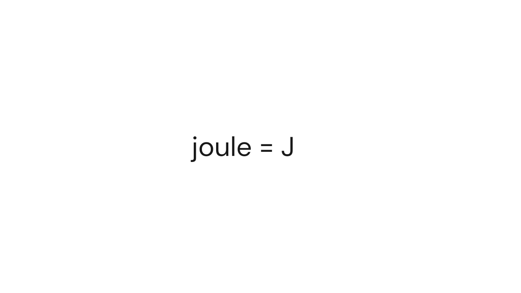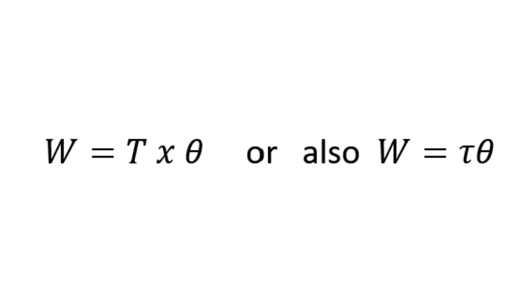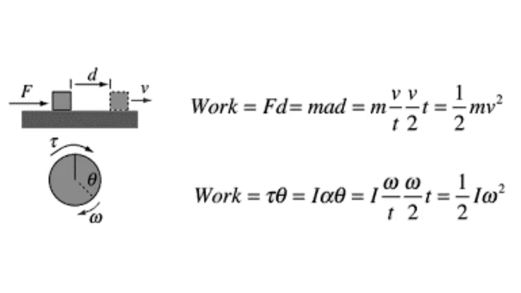In rotational terms, torque T is analogous to force. Similarly, angular displacement, theta, is analogous to linear displacement. This analogy can be used to arrive at the expression for work done by torque on a rotating object. Since torque is measured in Newton meters and angular displacement in radians, which are dimensionless, it can be seen that work done by torque can also be measured in joules.